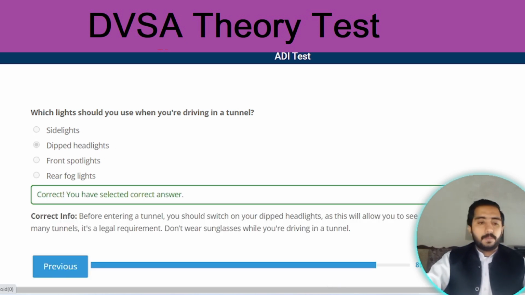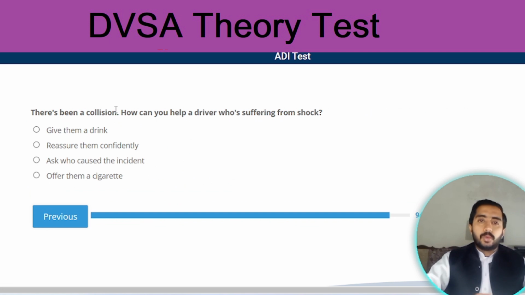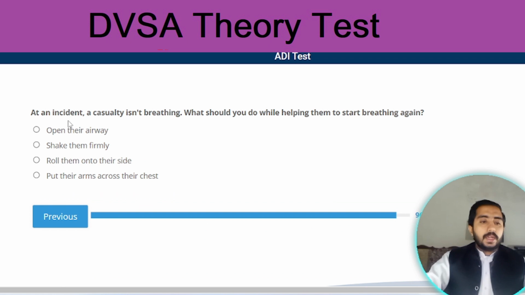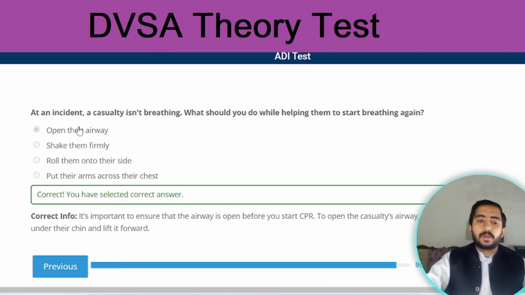Next question. There's been a collision. How can you help a driver who is suffering from shock? You can help the driver by reassuring them confidently. Option B is the correct one. Next question. At an incident, a casualty isn't breathing. What should you do while helping them to start breathing again? In this case, you need to open their airway. Option A is the correct one.